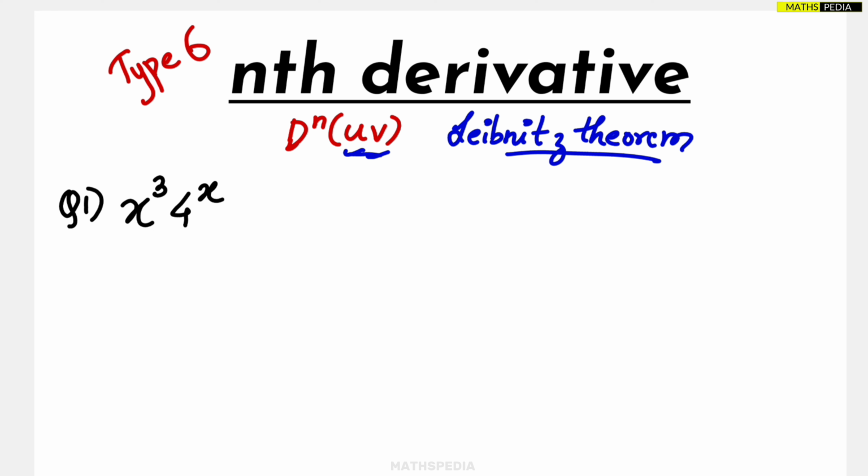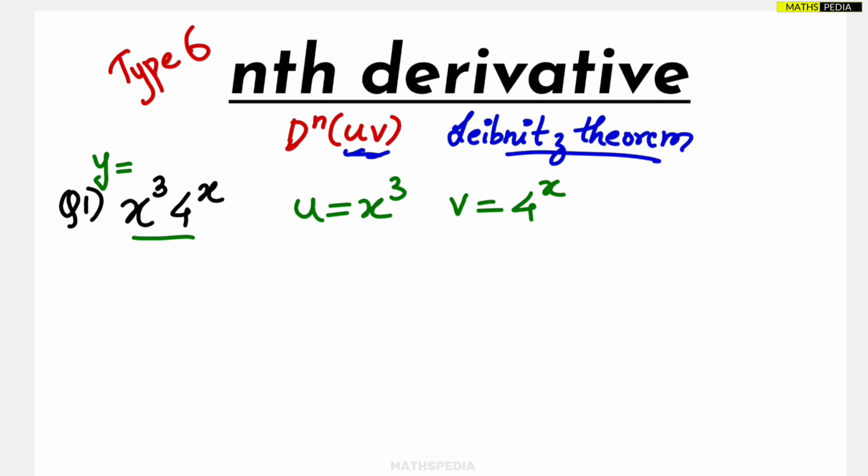So which one has to be taken as u? Always remember, the first function that has to be considered is a polynomial. Polynomial in the sense here it is the cubic function x cube. So I have to take it as u. So here let me just name this function y is equal to this particular thing. Here I'll take the u function as x cube and the v function as 4 power x.